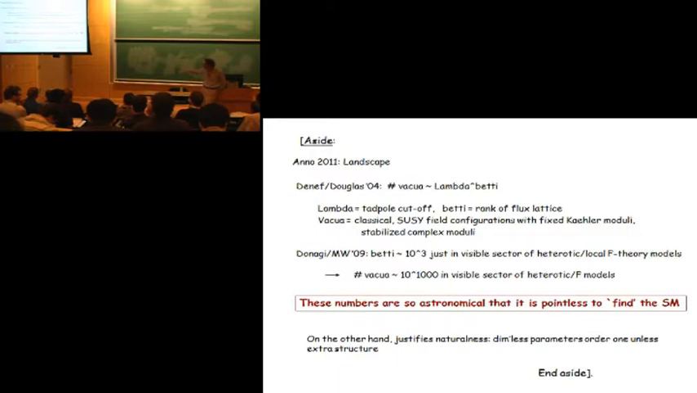I think what it really justifies is this idea of naturalness. So you have a model, it has certain parameters, and the fact that you have this enormous landscape essentially tells you that you should take all your dimensionless parameters to be of order 1, unless there's extra structure, like extra symmetries or something like that. So that doesn't mean that the landscape is not still large, but these enormous numbers that you get are somewhat misleading.